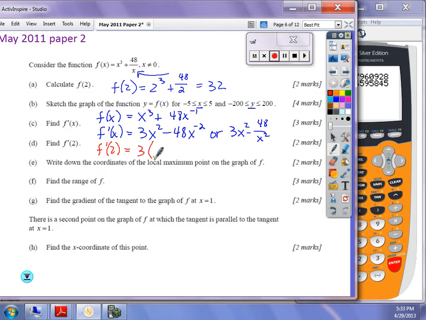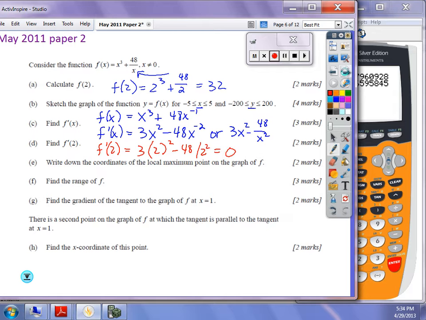I know I keep repeating this, but you've got to show your work. So if you're substituting a value into an equation, show the substitution. So 3 times 2 squared minus 48 divided by 2 squared is equal to 0. Show that calculation. And right now, bells and whistles should be going off, because what does it mean when the first derivative is equal to 0?